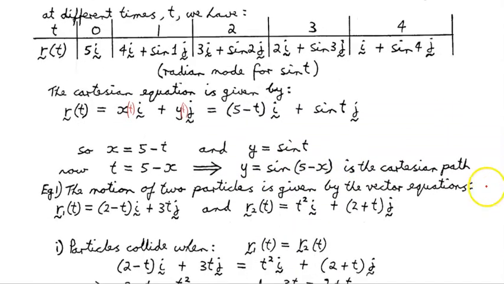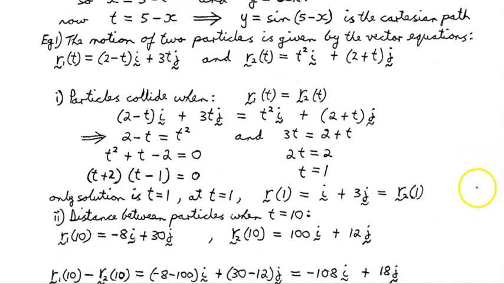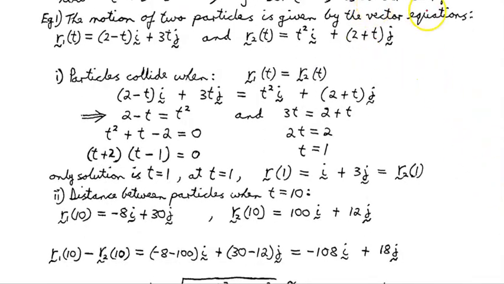Now let's have a look at the motion of two particles given by vector equations. The first particle has position vector r1 equals (2 minus t) in the i direction, 3t in the j direction, and particle 2 has position vector as a function of time, t squared in the i direction, (2 plus t) in the j direction. The particles collide when both position vectors are equal to each other, so we need to find at what time or times this occurs. So set the two position vectors equal to each other and equate the like coefficients.